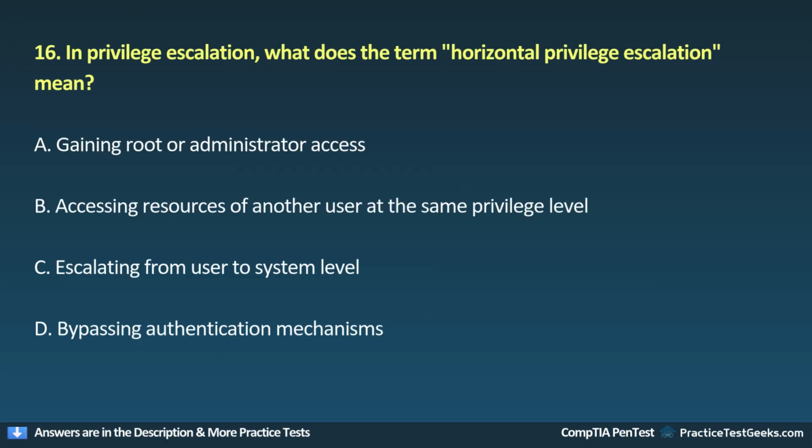16. In privilege escalation, what does the term horizontal privilege escalation mean? A. Gaining root or administrator access. B. Accessing resources of another user at the same privilege level. C. Escalating from user to system level. D. Bypassing authentication mechanisms.